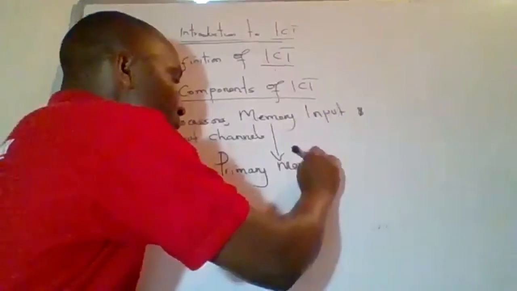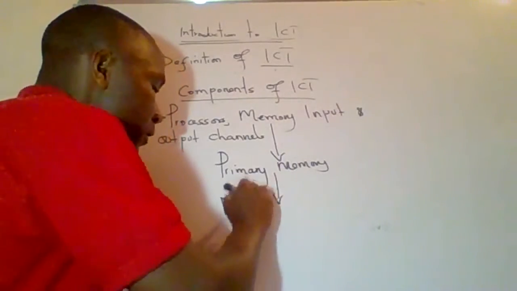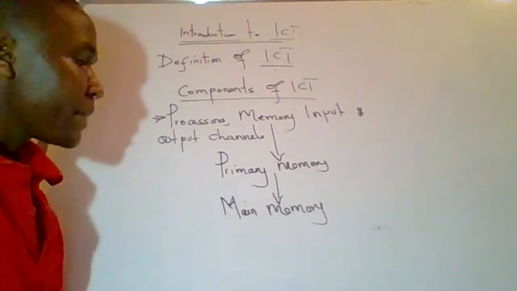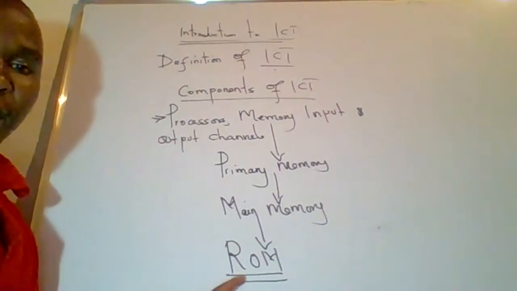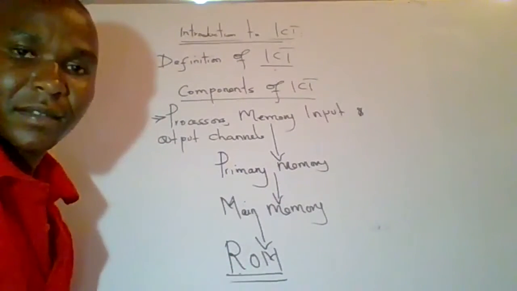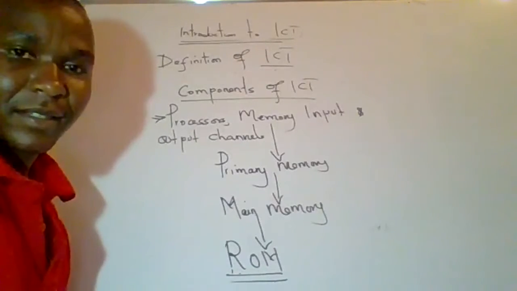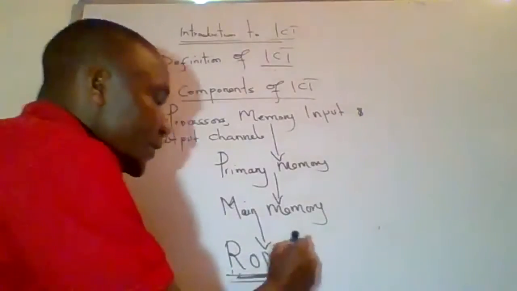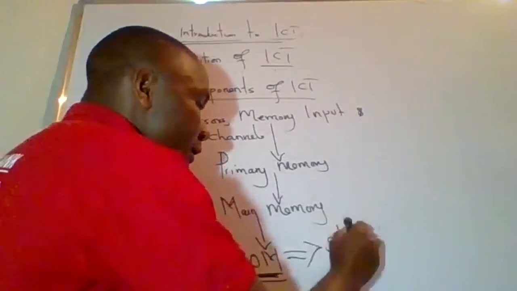Tukona inaitwa nini? Primary memory, sindio? This primary memory is the main memory of the computer. The main memory of the computer ndio tunaita nini? ROM. Inaitwa read only memory. Sindio? So this one is the main memory of the computer. It stores data in your computer.